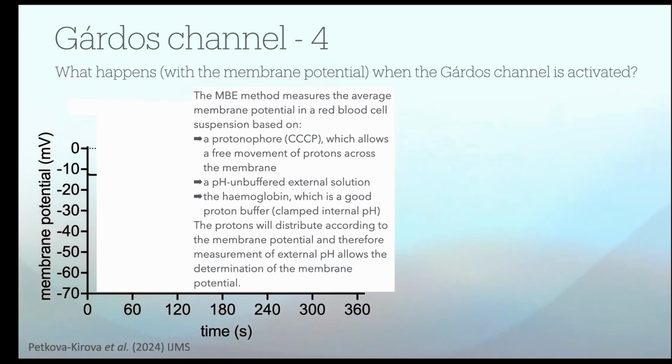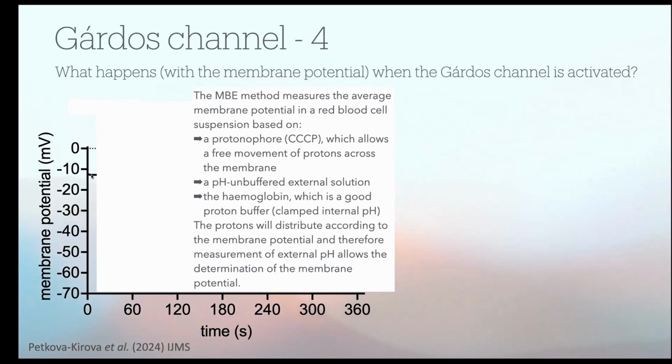Okay, so now the question is, what happens with the membrane potential when the Goddard's channel is activated? What I have plotted here is a diagram, membrane potential against time. What you see on the very left is a small black line: the resting membrane potential at -12 millivolts. And the method used here is the method Nicoletta also referred to already. It's called the MBE method to measure the average membrane potential in red blood cell suspension.